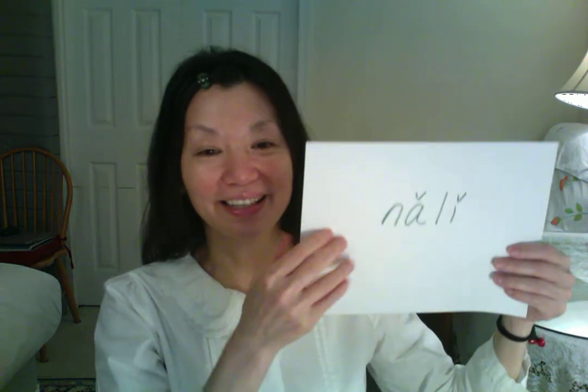Where, okay. Where in Chinese, what we say here? 哪里? Where? 哪里? I'll check the pinyin here, right? 哪里? Where? 哪里? Okay.